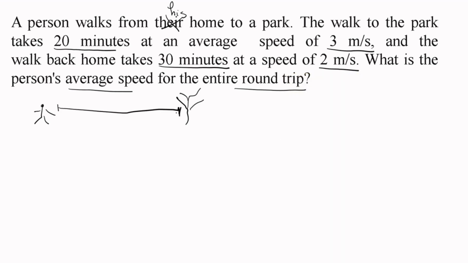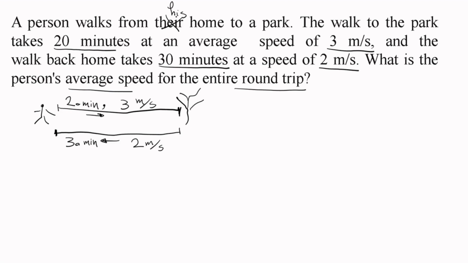First part of the route, according to the information that we have, takes 20 minutes and the average speed for the first part is 3 meters per second. Okay? And for the second part, the person is going to return, right? This is in this direction and this one is in this direction. It's going to take 30 minutes, probably because that person is tired now. And the average speed is 2 meters per second, right?